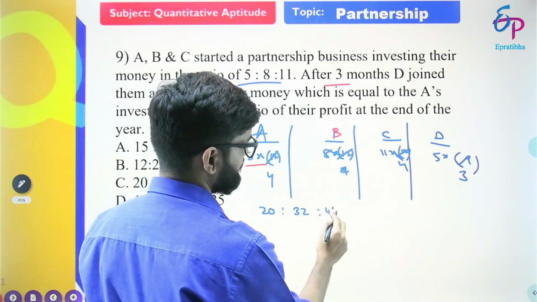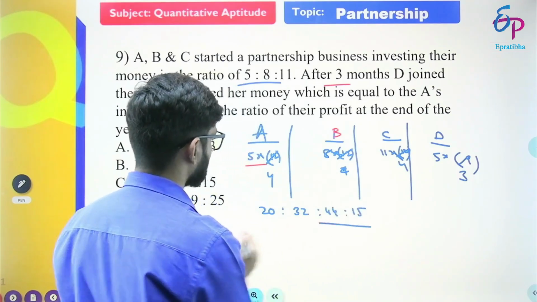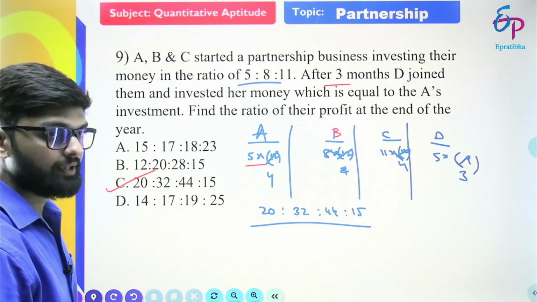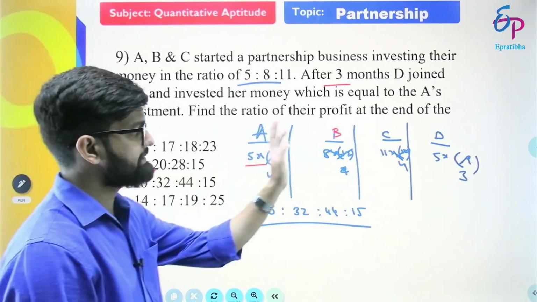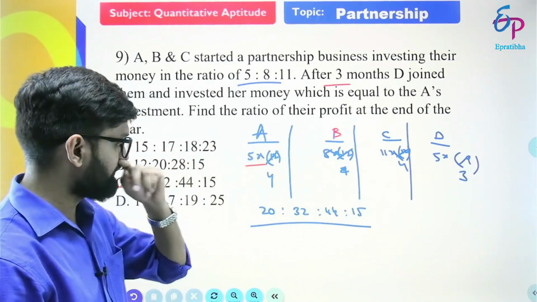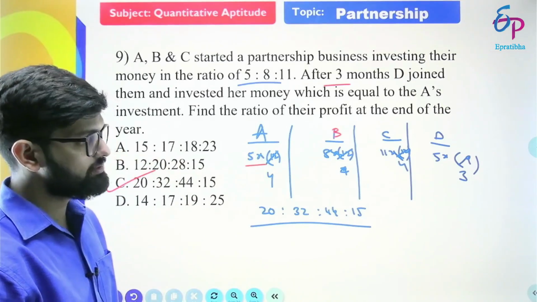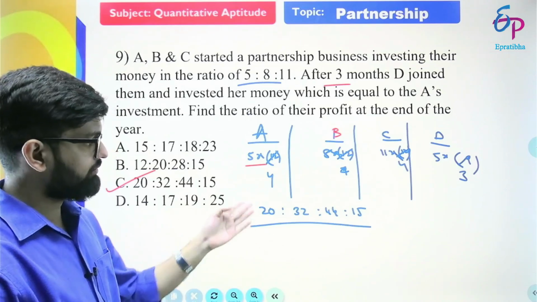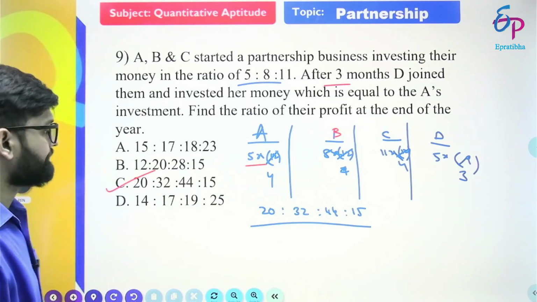20, 32, 44, 15. Here it is for A, B, C, D: 5x, 8x, 11x, and 5x into 9, 4, 4, 4. Just multiply and you will get the answer. Next.